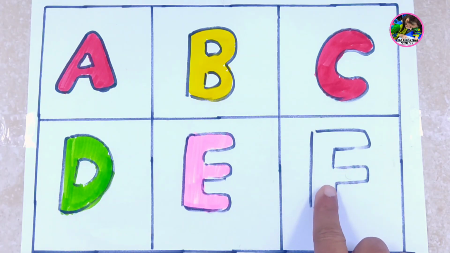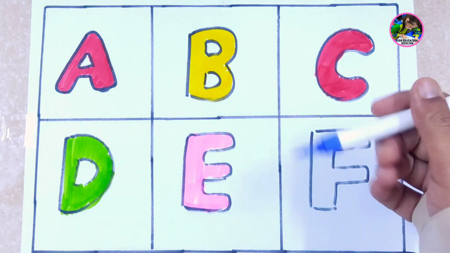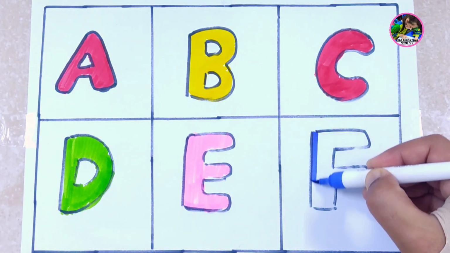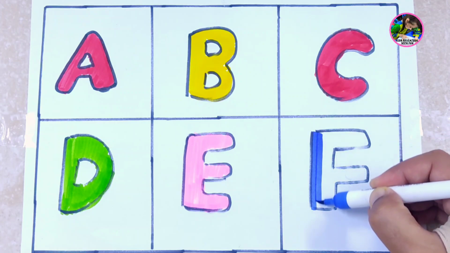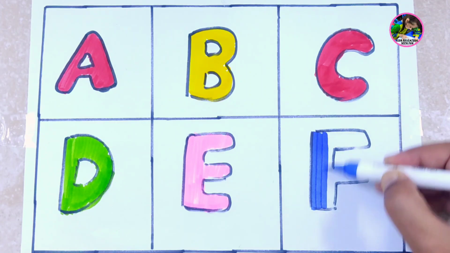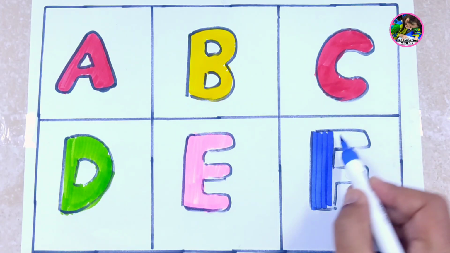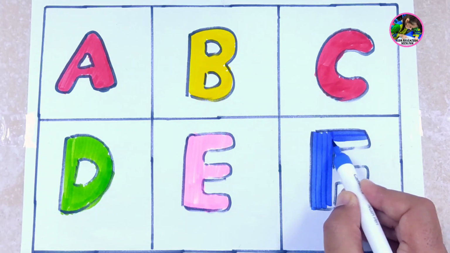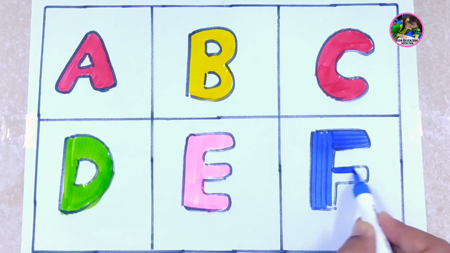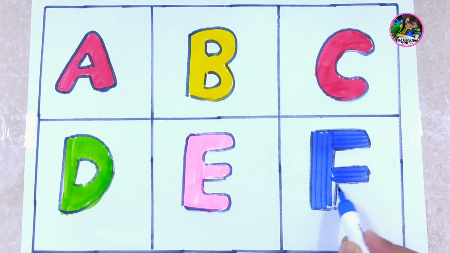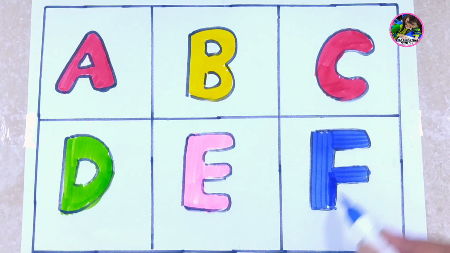Now is letter F. F is for fish. Dark blue color. F is for fish. Wow, this is letter F.